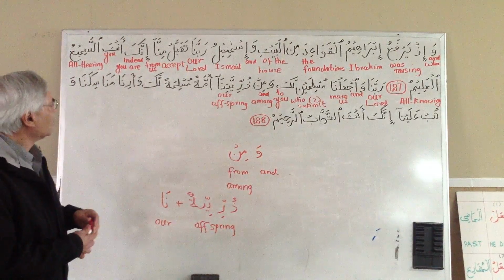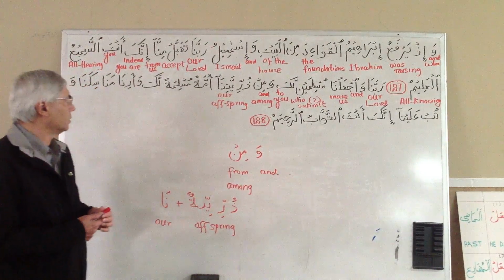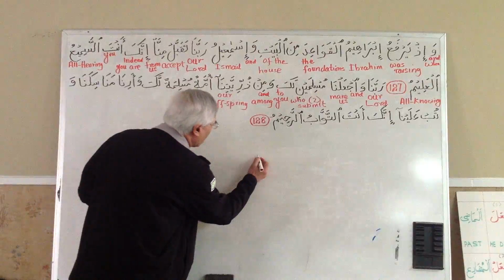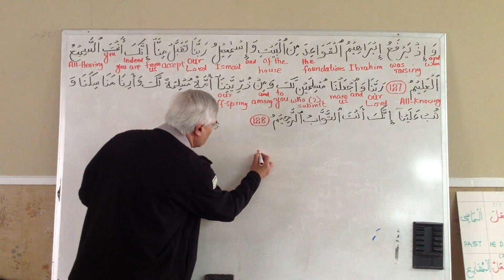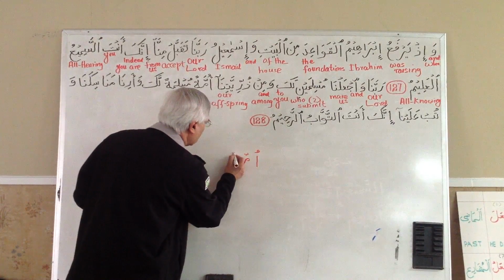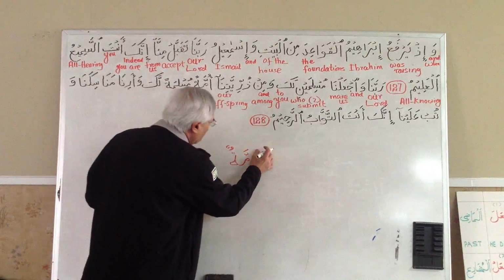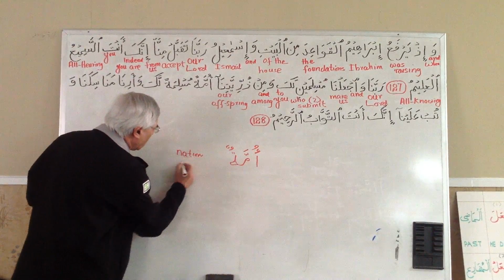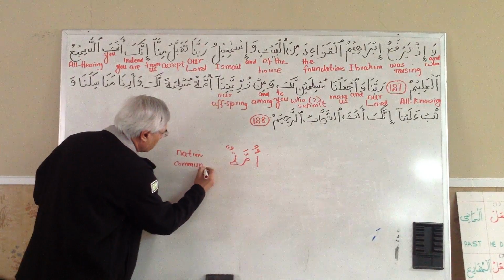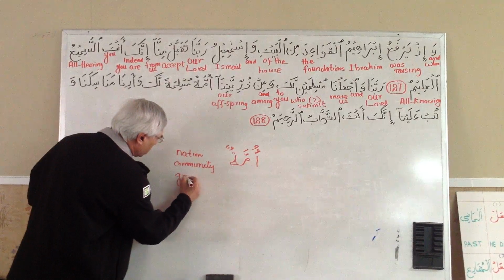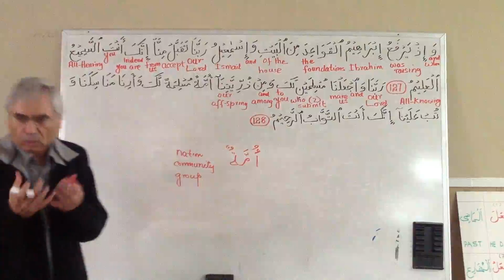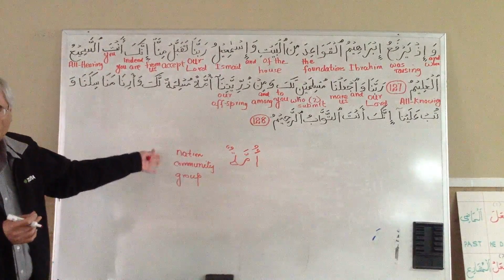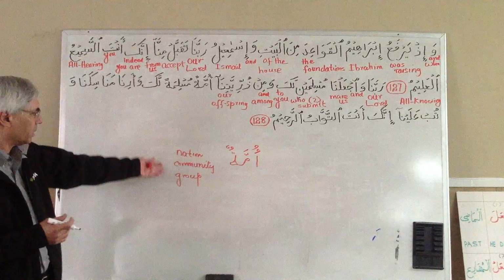The next word is ummatum muslimatan laka. Ummat means a group, community or nation. Ummat or ummatun means a whole nation or a group or a big community. This word is translated different ways in the Quran, but any of these ways is fine.